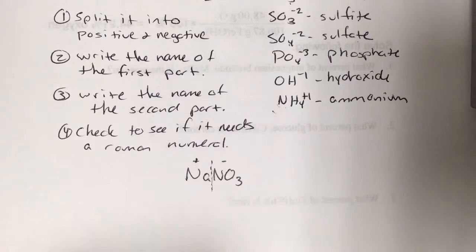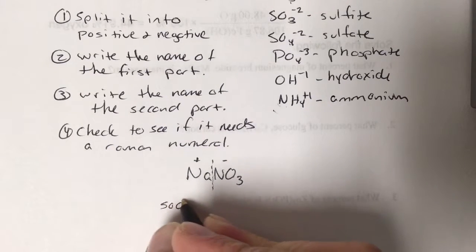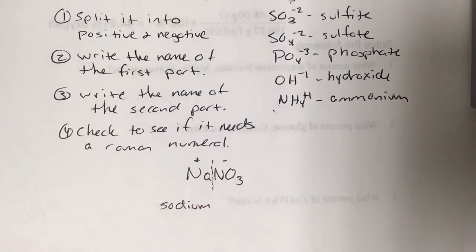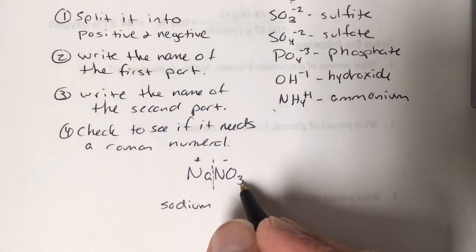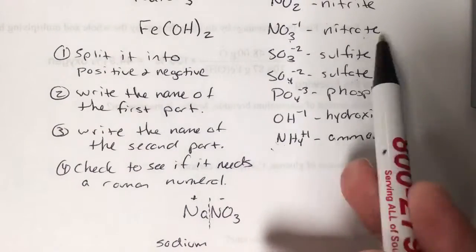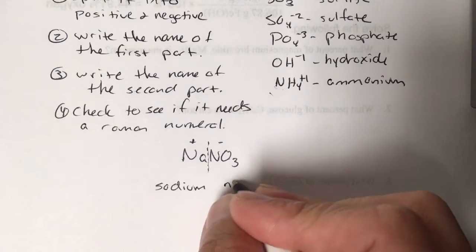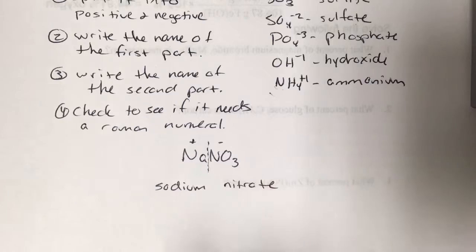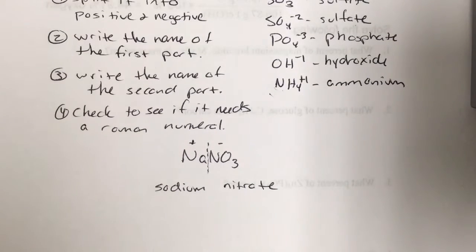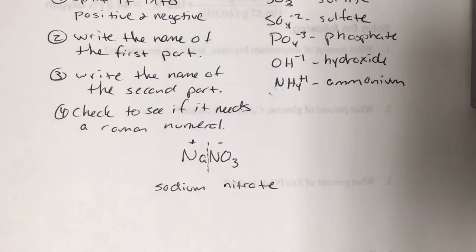So again, we start by writing down the name of the metal. Then we write down the name of our polyatomic ion, again from the list. It's nitrate. Then we have to check to see if we need a Roman numeral. Sodium is in group 1. Group 1 is always a +1. So it's predictable. There's no need for a Roman numeral there. The name is sodium nitrate.